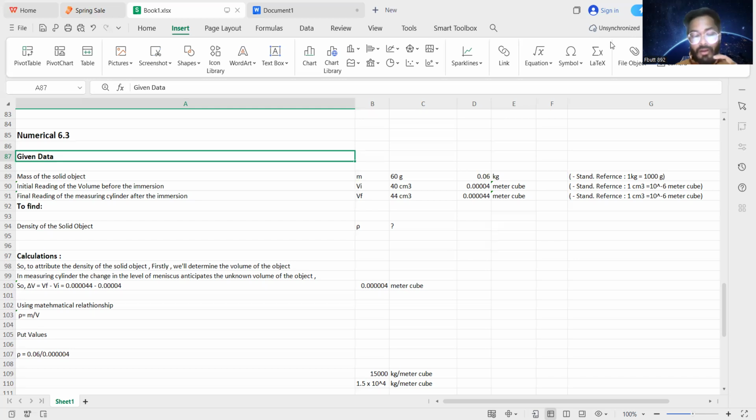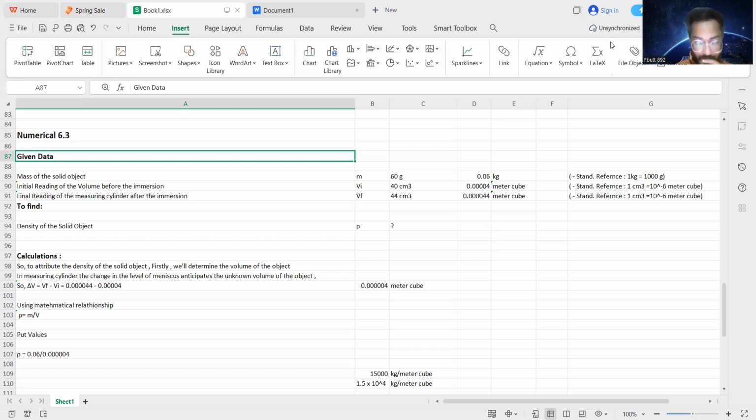You know, a measuring cylinder is a volume measuring instrument, a measuring instrument to measure the magnitude of a physical quantity, which is the volume of the object. So to quantify the volume of the object, we have to dip the object into the measuring cylinder, and the level of meniscus rises from an initial reading to the final reading. And the volume of the object is actually the change, the incremental factor, from the initial reading to the final reading.